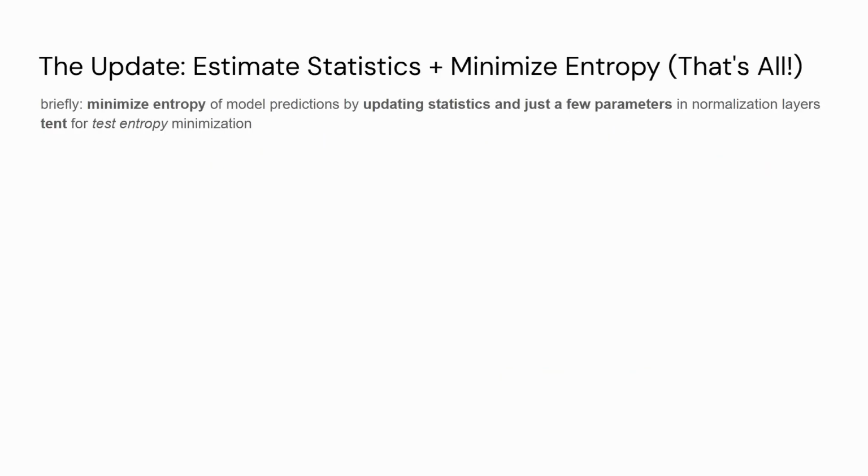So all right, this is analysis. Let's get to an actual update. What's the method? What are we going to do about it? So our update is actually quite small. In brief, we're going to minimize the entropy of our model predictions. We're going to optimize it to be more confident. And we'll do this by updating some statistics that are used inside of our model and updating only a few parameters. We're going to take some gradients, but not too many. And we call this method tent for test entropy normalization.